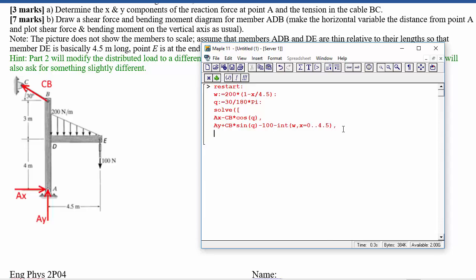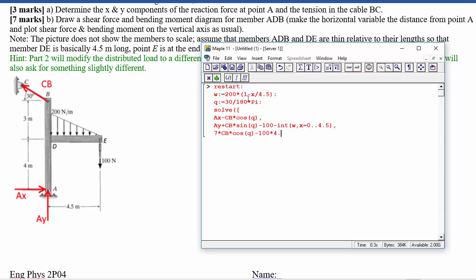Now for the moment equation, for the net torque, let's say about A, because that'll eliminate both of these forces. We have a torque making this pivot to the left about A, so that would be a counterclockwise rotation around that pin of CB times 7, or 7 times CB times cos of Q, the X component of that. And then we've got some torques going in the other direction.